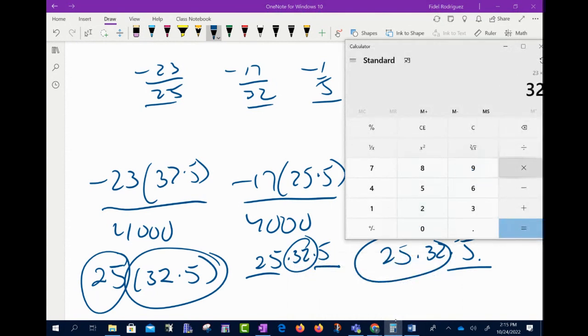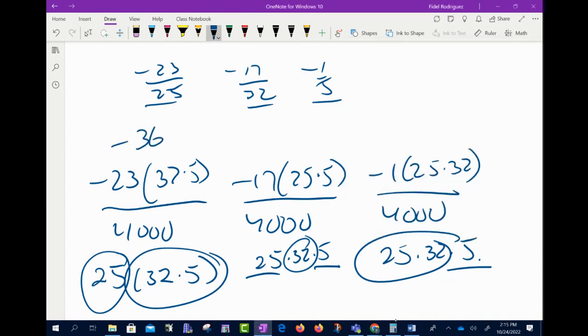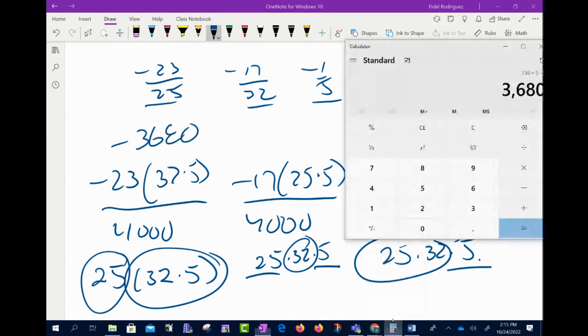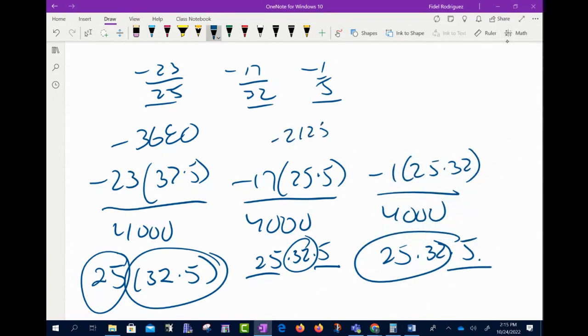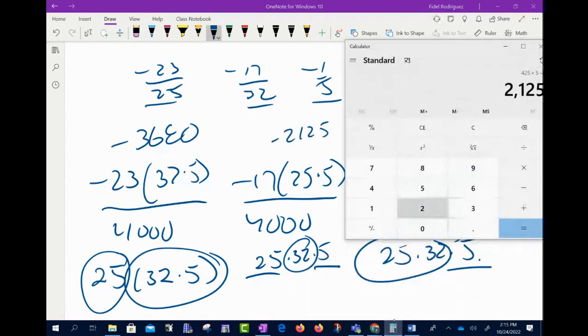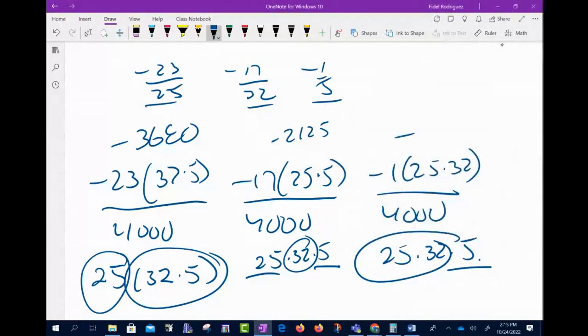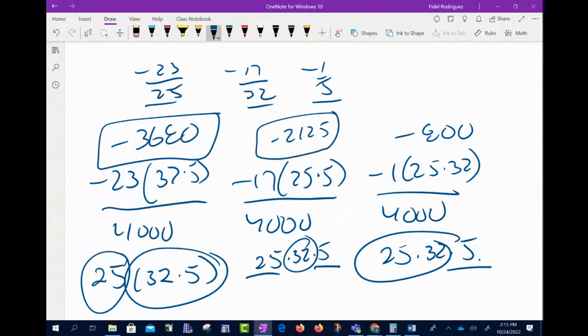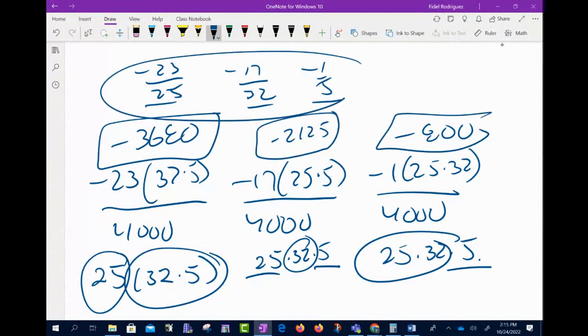Okay, so let me multiply this out. 23 times 32 times 5, negative 3680, okay? 17 times 25 times 5 again, 2125. And finally, 25 times 32, negative 800. Okay, they are already in order, y'all, from biggest to smallest. So the order is already there, okay?